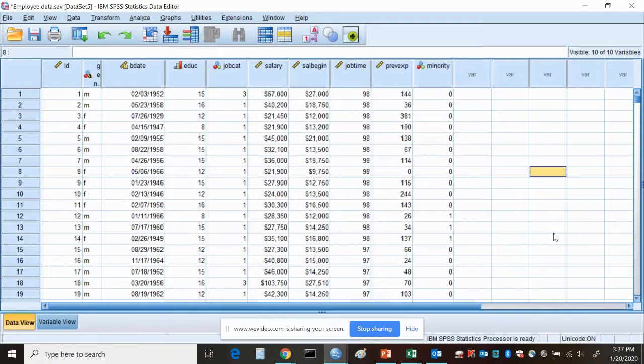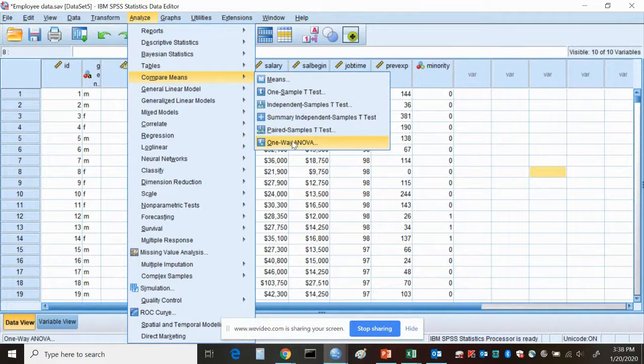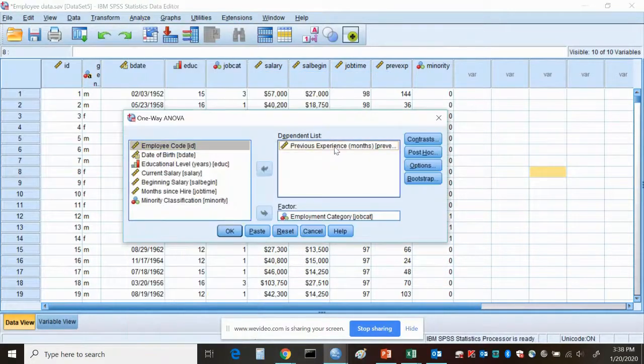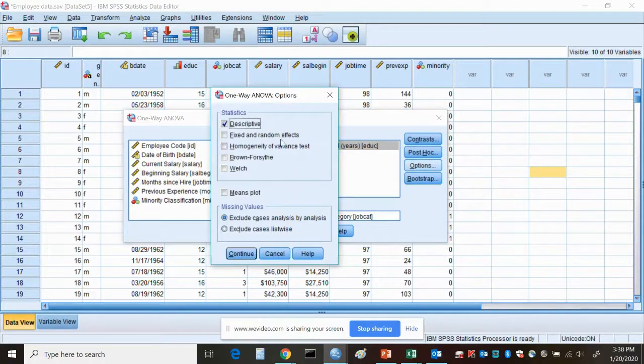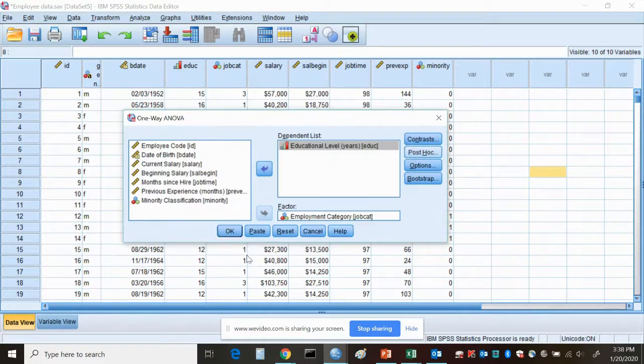So next we'll look at the relationship between job category and the number of years at school, which is in this column. So again, we will do an ANOVA: analyze, compare means, one-way ANOVA. We can move previous experience over and move educational level in years as the dependent variable. We still want the descriptives under options, and post-hoc we will stick with Scheffé.